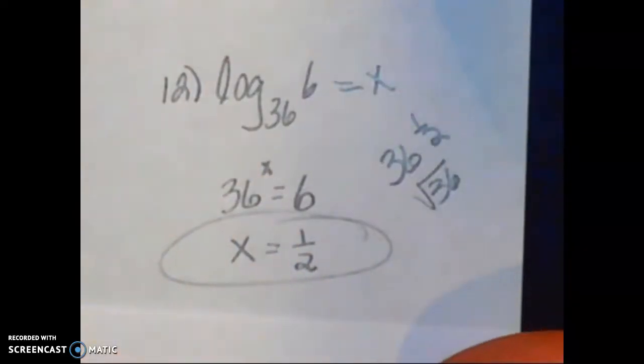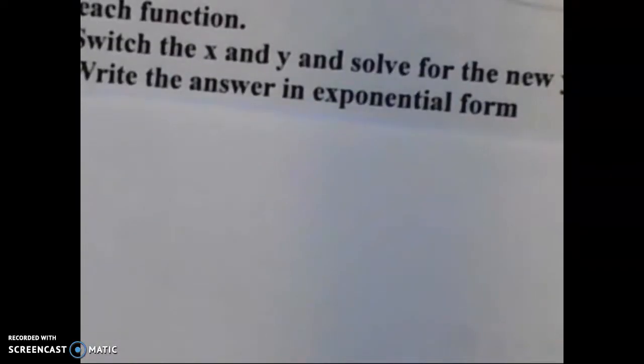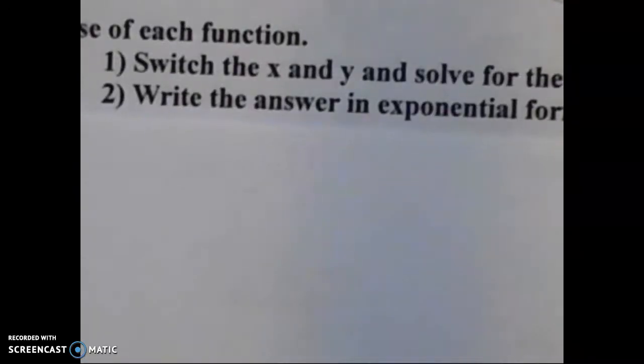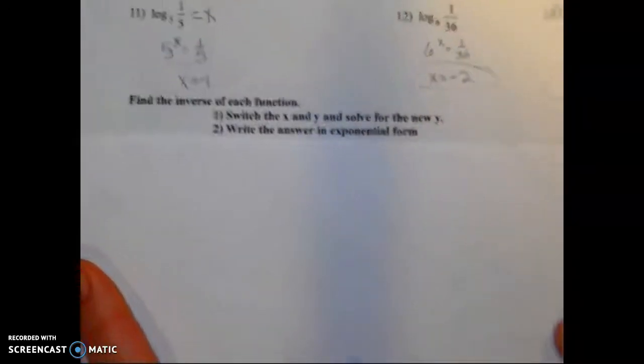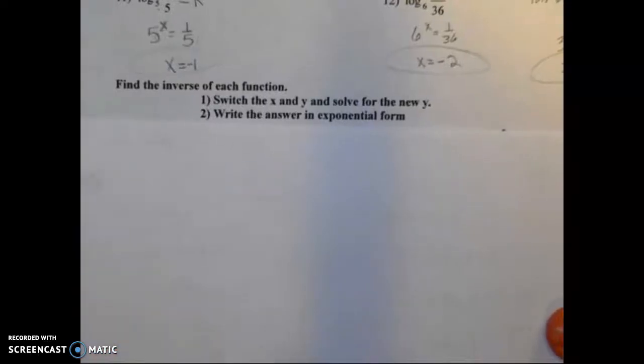Okay, this is part 2, which is to find the inverse. And when we're finished with the inverse, I'm going to show you how to graph them. They're so pretty. Wait till you see. Super exciting. You know how to find the inverse of a function. You switch the x and the y, and you solve for the new y.